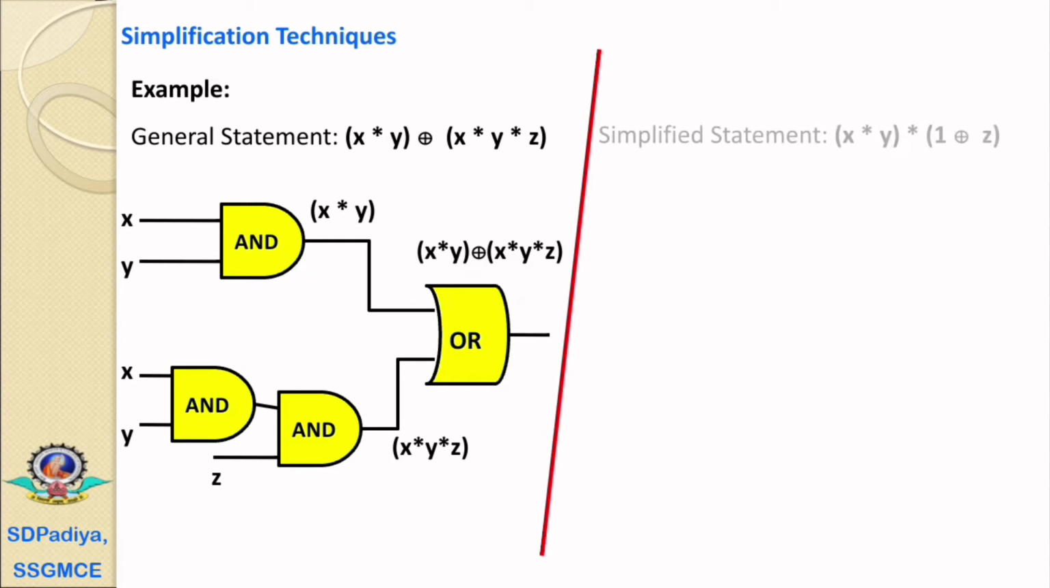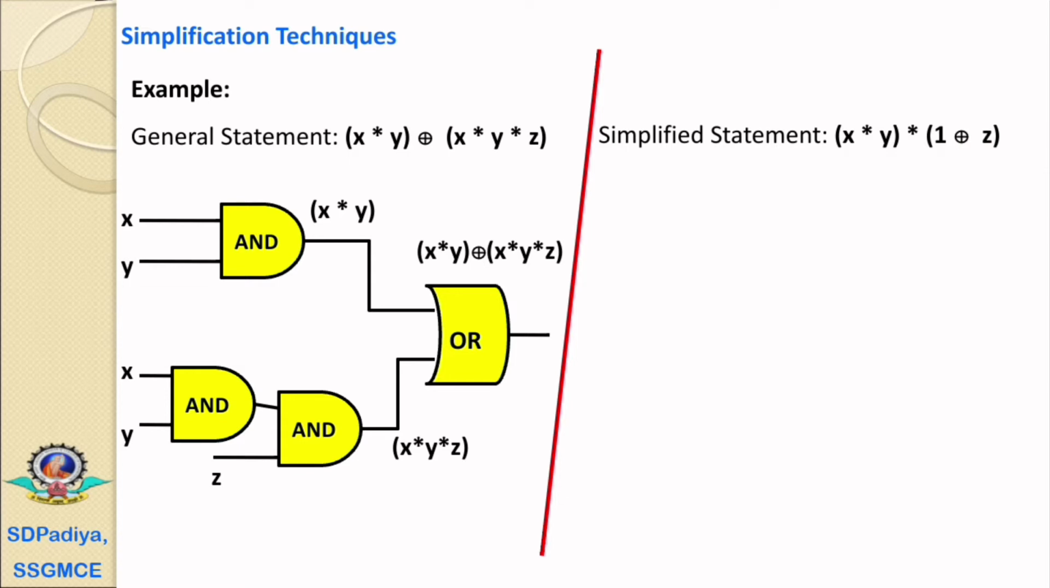Theoretically, we'll see that x product y can be taken as common outside the bracket, because in both brackets x product y is common. Therefore, if we take x product y outside the bracket, then your simplified statement will be x product y, bracket product 1 sum z.